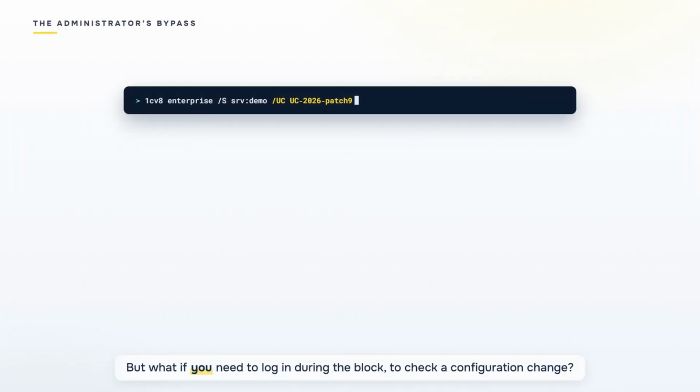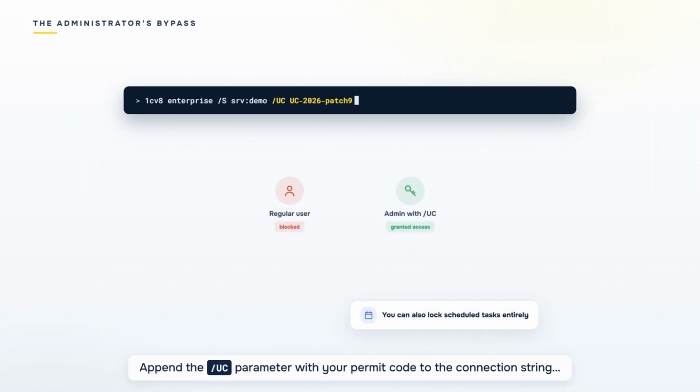But what if you need to log in during the block to check a configuration change? Append the /UC parameter with your permit code to the connection string, and you bypass the block, granted exclusive access, while everyone else stays locked out. And remember, you can lock scheduled tasks the exact same way.